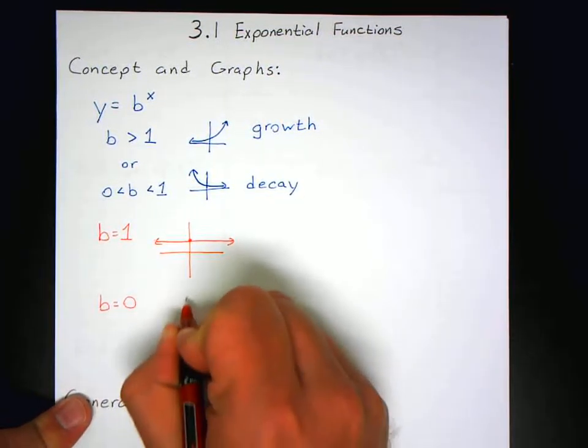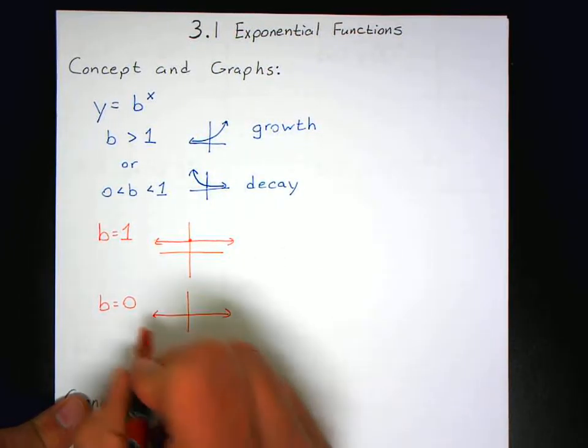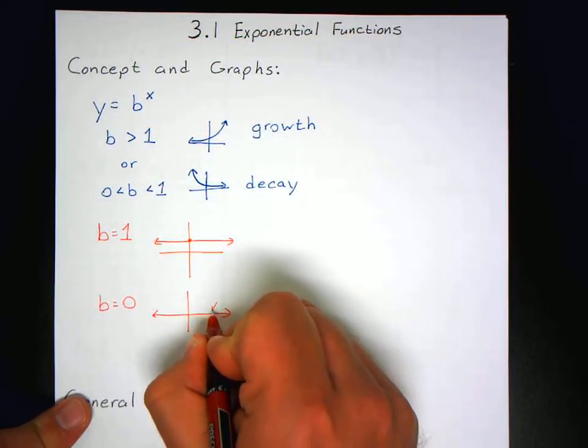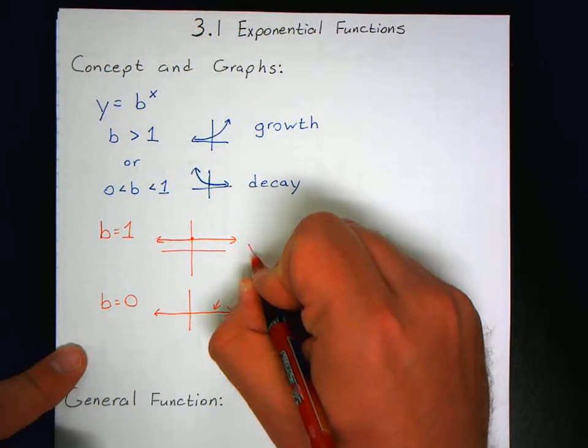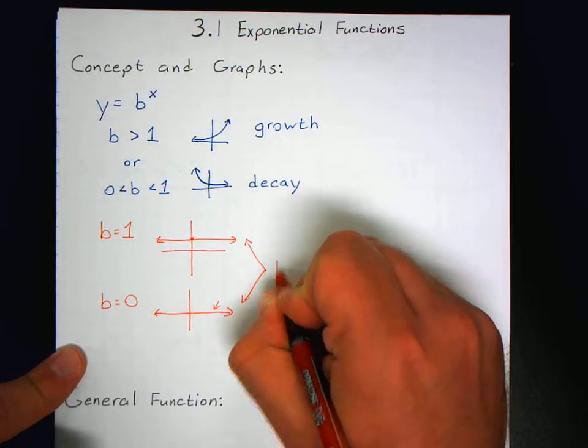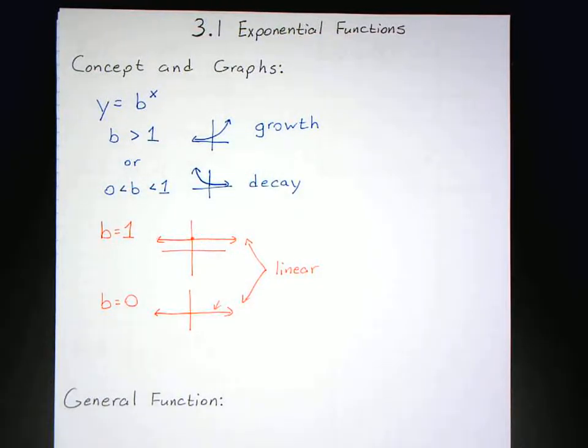Same thing with 0. What happens with 0? 0. We get a line right there. So again, that's boring. Both of these are linear. So they're not exponential. They're just linear. So they don't fit the model that we want. Now, the fun one is whenever b is less than 0.